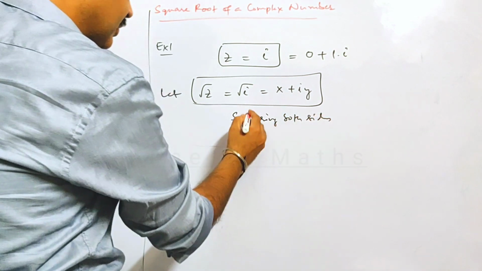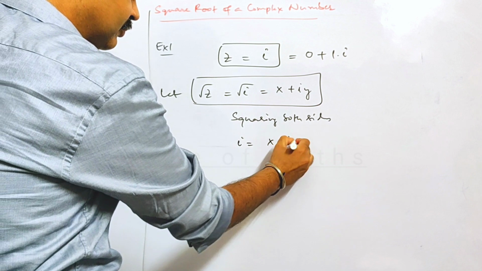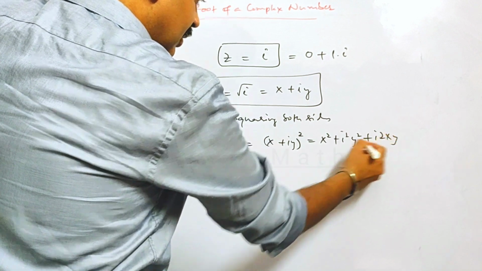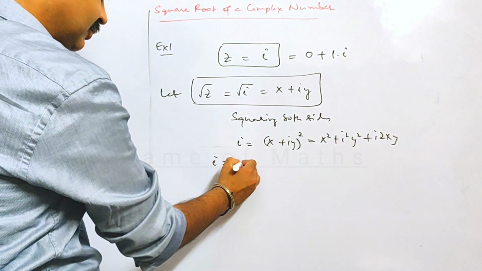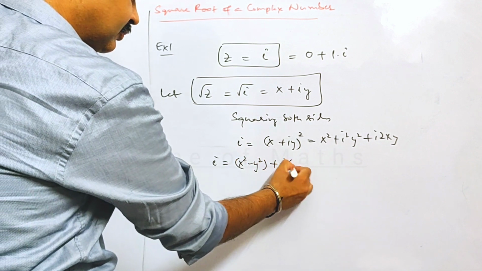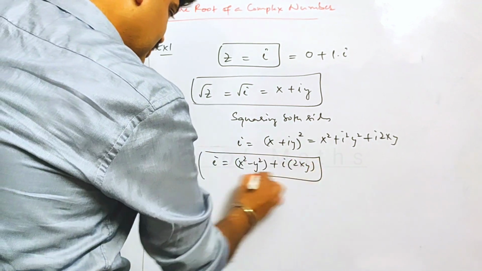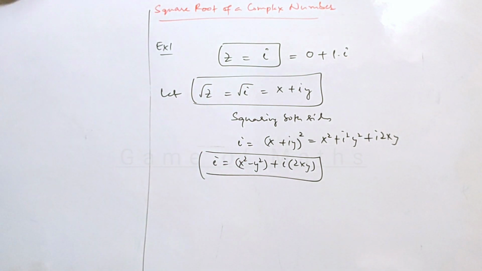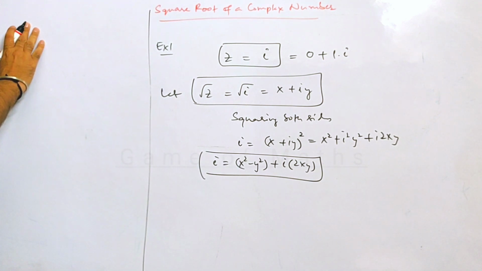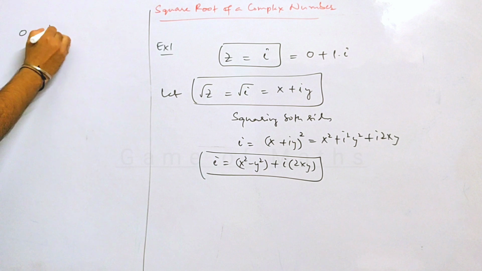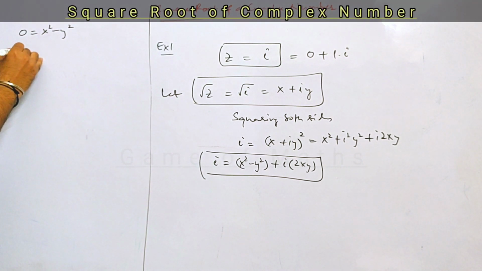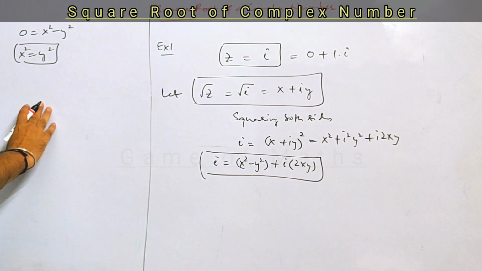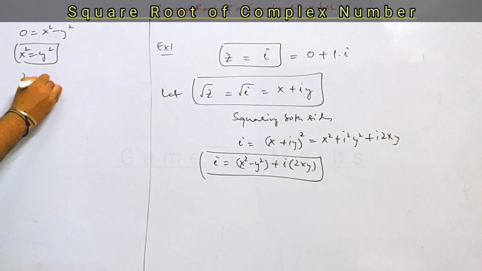If we square both the sides, we'll be getting iota equal to, this can be written as, now as iota square is minus 1, this is what you get. Now we will equate real parts on both the sides. So equating real parts on both the sides, I'll get 0 equal to x square minus y square, which also means x square is equal to y square. Now equating imaginary parts on the left hand side and right hand side, we'll get 2xy equal to 1.